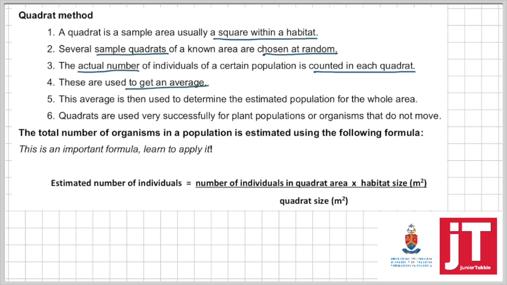We use our quadrats to get an average in terms of population size over a much smaller area when we compare it to the large habitat that we're going to apply this sample to. And then we're going to estimate the size of the population for that entire area that we are taking the samples within. Once again, this method is extremely accurate when it comes to plant populations or any organism that doesn't necessarily move around too much.